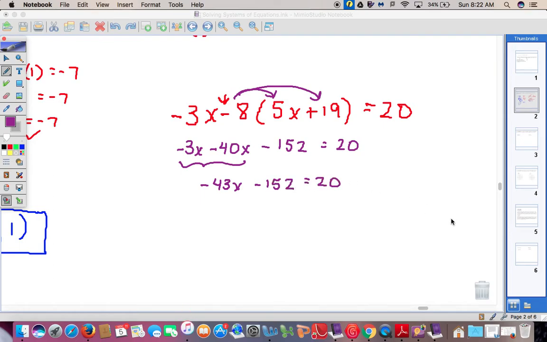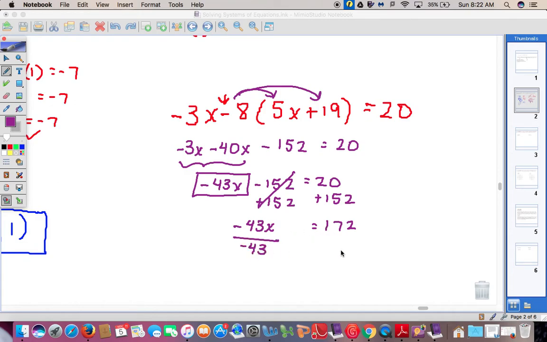I want to isolate this to one side of my equation, so I need to move this negative 152, and I'm going to do that by doing the opposite. So I'm going to add 152 to each side. When I add 152 to 20, I get 172. Here I can see that negative 152 plus 152 would cancel out, so I'm left with negative 43x equals 172. Now if I divide both sides by negative 43, I get that x is equal to negative 4.